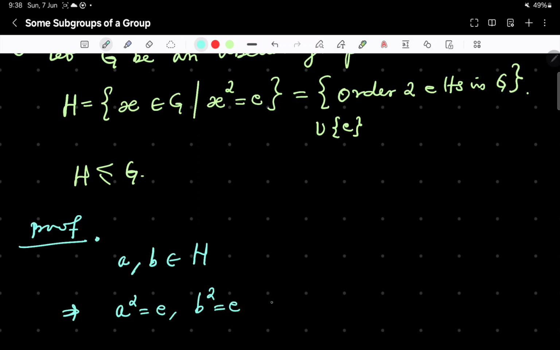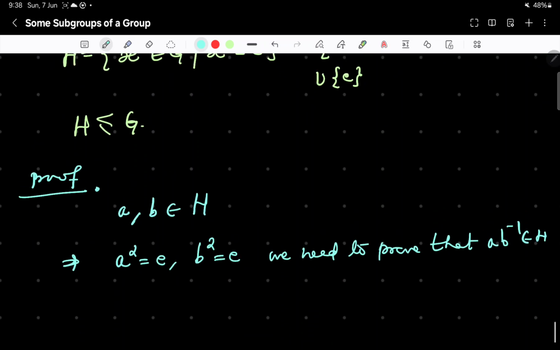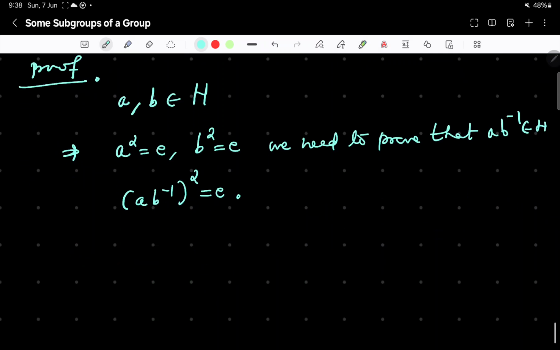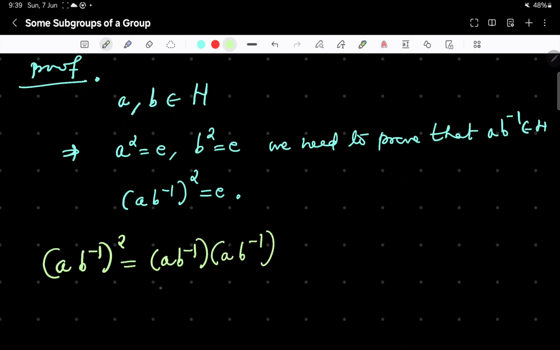Now what do you need to prove? We need to prove that AB inverse is in H. So correspondingly, what is the meaning of that? We need to prove that AB inverse square is equal to E. If we do this, we are done. So how do we do it? Start from the left hand side. AB inverse square we can write as AB inverse multiplied by AB inverse.